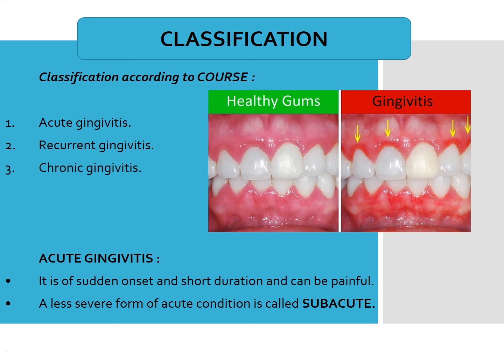Coming to the classification, gingivitis can be classified according to the cause of disease or according to the distribution. First, according to the cause of disease, it can be acute, recurrent or chronic gingivitis. Acute gingivitis is of sudden onset and short duration. It can be painful. A less severe form of the acute condition is called subacute.